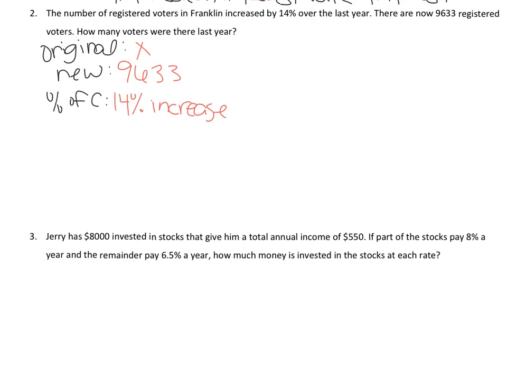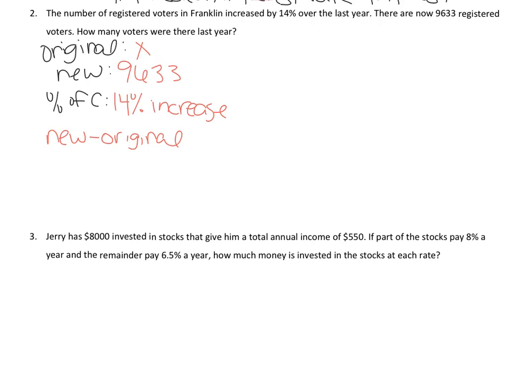Okay? And then before we set up our proportion, let's figure out how we are going to find our amount of change. Since this is an increase, remember when it increases, my new is greater than my original. So to find the amount of change, we're going to take new minus original. Now we can set up our proportion.